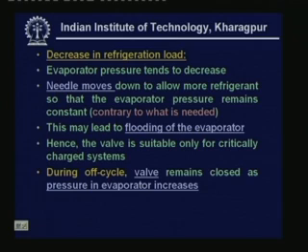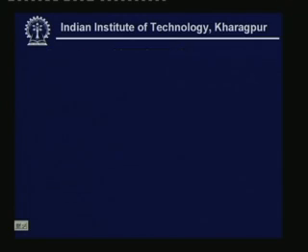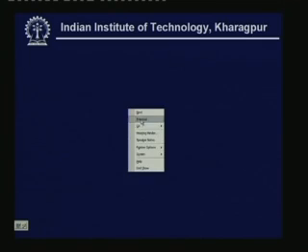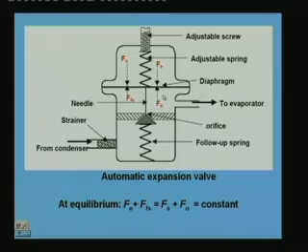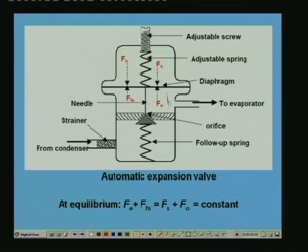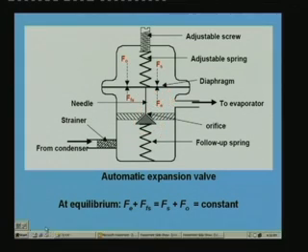And during the off cycle, the valve remains closed as pressure in the evaporator increases. During the off cycle PE will be higher because TE will be higher. So the downward force is higher, the needle will be moved up, and this orifice will be closed. So there will not be any mass flow rate during the off condition.